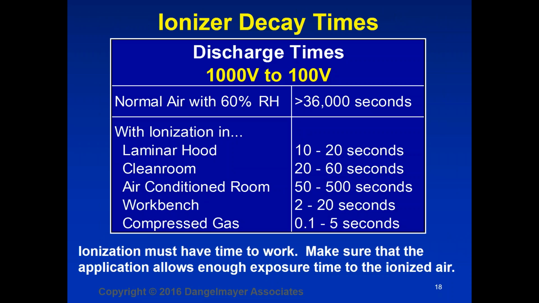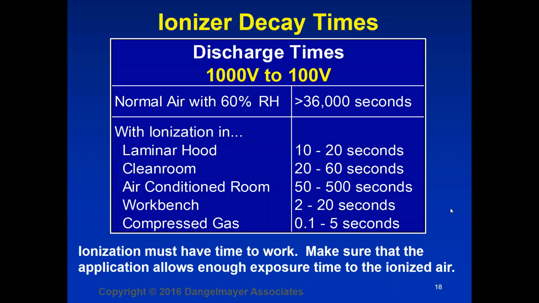So how fast do the ionizers work? Well, first let's take a look at just normal air with 60% RH, and if we wanted to measure the discharge time, and we'll talk about how you can do that in a moment, we would find that it would take many, many hours, more than 10 hours, for the charge to decay from 1,000 volts to 100 volts. So without ionizers present, it takes a very long time for just the normal air humidity to take away the charge. And in many operations, we find that the humidity is significantly lower than 60% RH, which means that the discharge times are going to be even longer.